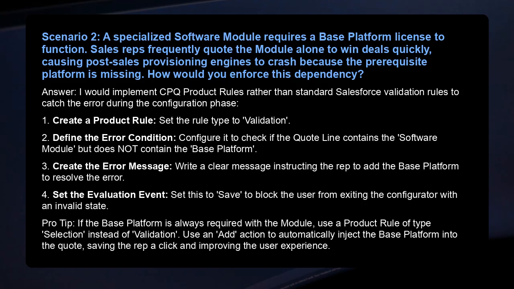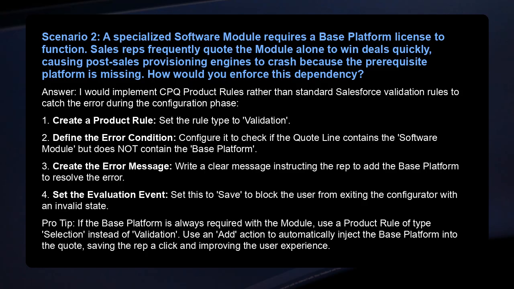Set the rule type to validation. 2. Define the error condition. Configure it to check if the quote line contains the software module but does not contain the base platform. 3. Create the error message. Write a clear message instructing the rep to add the base platform to resolve the error. 4. Set the evaluation event. Set this to save to block the user from exiting the configurator with an invalid state.